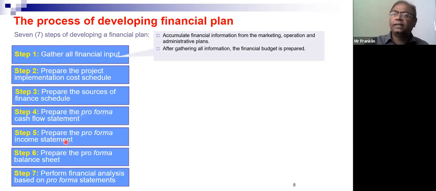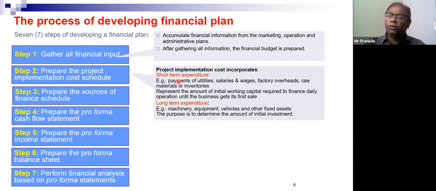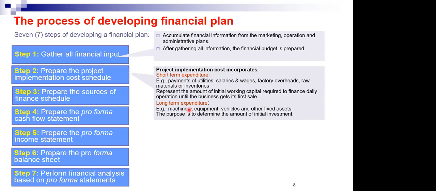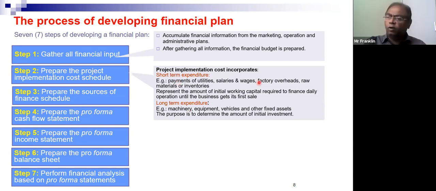Okay, 7 steps. You're going to look at the different steps for developing the financial plan. Step 1 is gather all the financial input. Remember, I told you it depends on 3 things: marketing, operation, and administrative plan. In order for you to develop it, you must have these 3 things coming in at one time, right? Then prepare the project implementation cost schedule. It talks about what you need to implement the thing: machinery, how much? Vehicle, other things, salary, factory overhead, raw material, inventory, all those things that we really need in order for us to start our business. That is called the implementation cost schedule, right? So that's the name for it, okay?